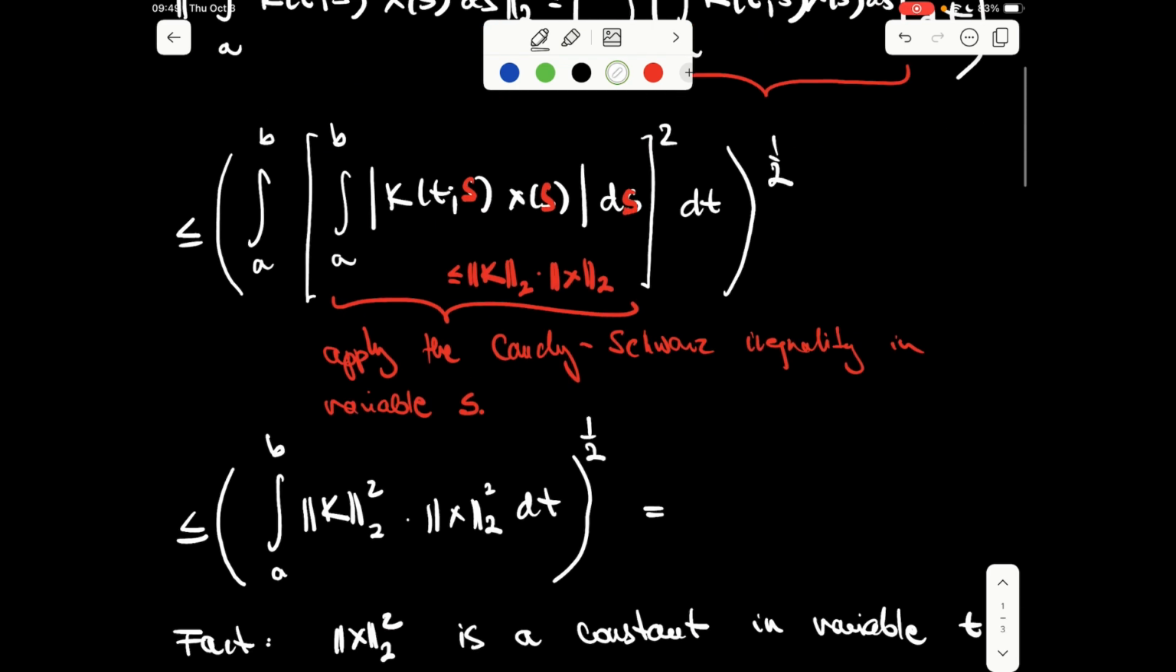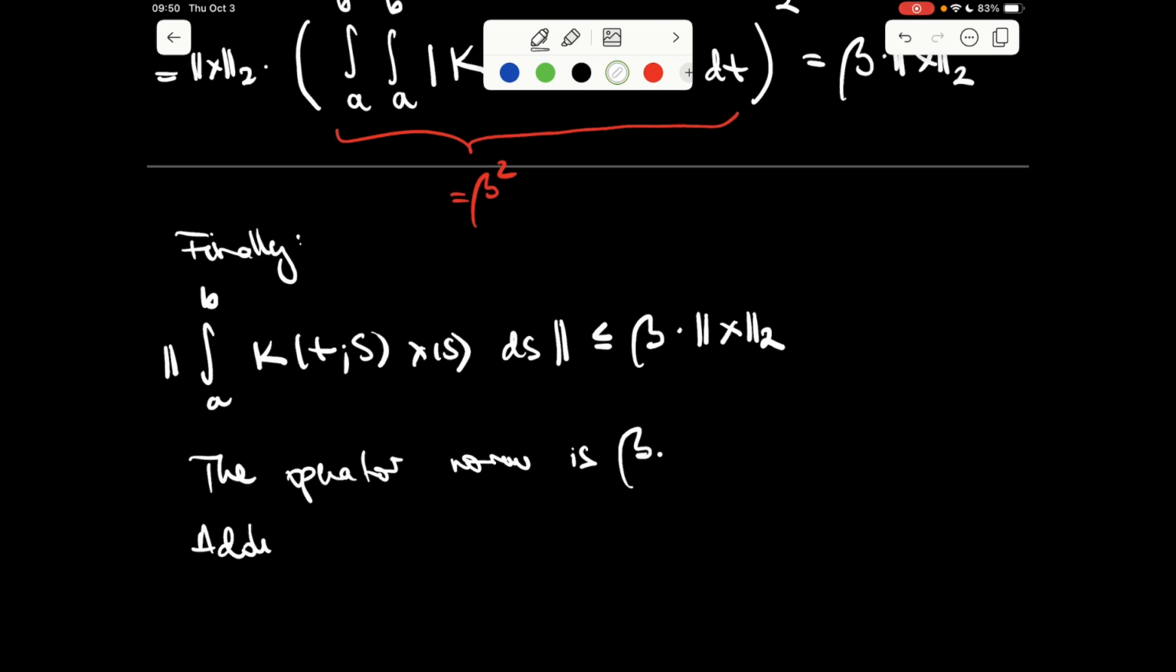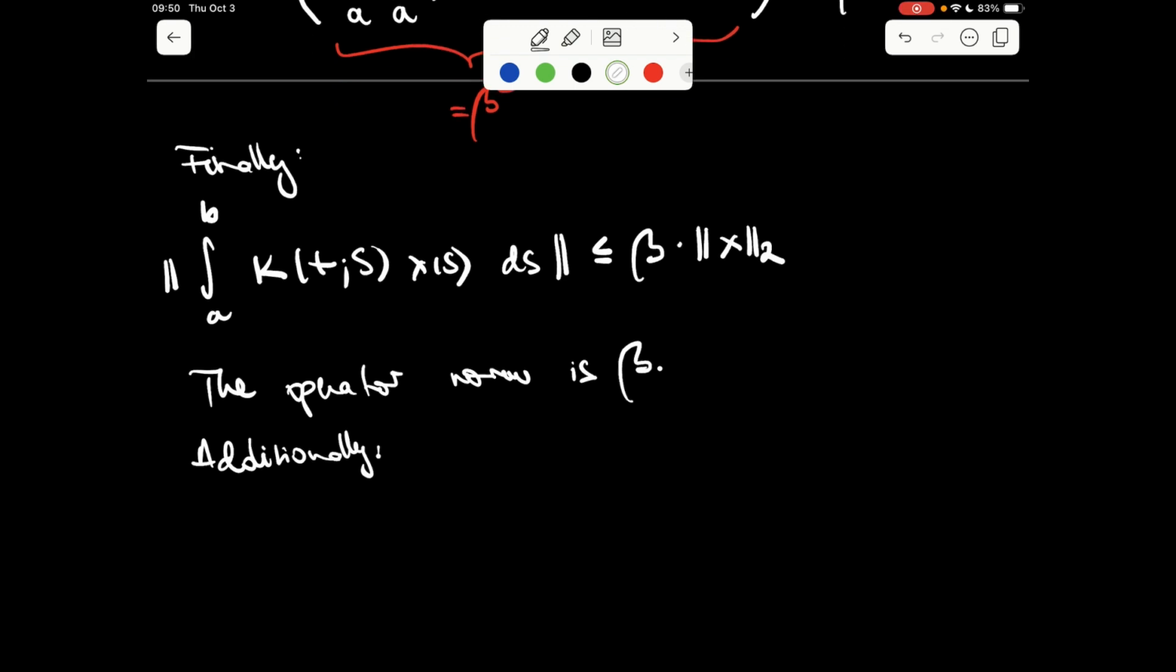Okay, so yes. So the operator norm is beta. This is a very useful result. So we have demonstrated that the integral operator is bounded. As an additional result, in the case of linear operators on Banach spaces, boundedness implies continuity.